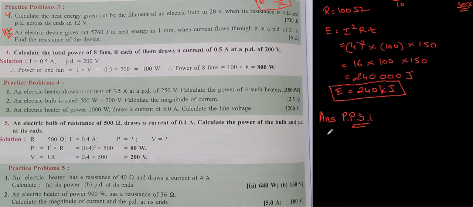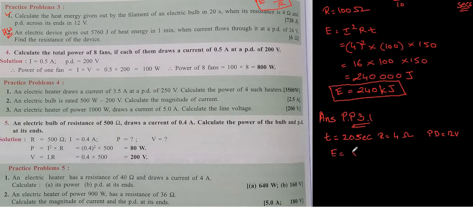So here, what is given? Calculate the heat energy given out by a filament of an electric bulb in 20 seconds. So time is given as 20 seconds, when its resistance is 4 ohm. So R is given as 4 ohm, and the potential difference, PD, is given as 12 volts. So we'll write down the formula.